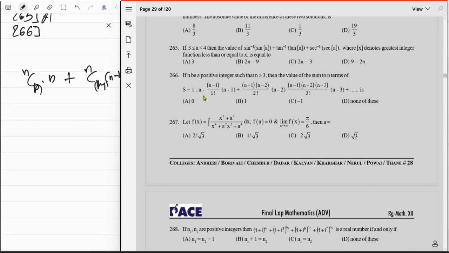Keep going and you get nC0 times 0. It's like the derivative of (1 plus x) power n, right? At x equal to 1, of course. Which is like n times (x plus 1) power n minus 1 at x equal to 1, which is like 2 power n minus 1. So, yeah.